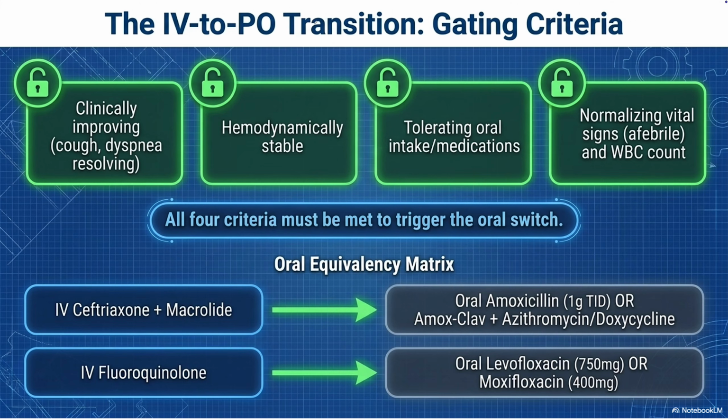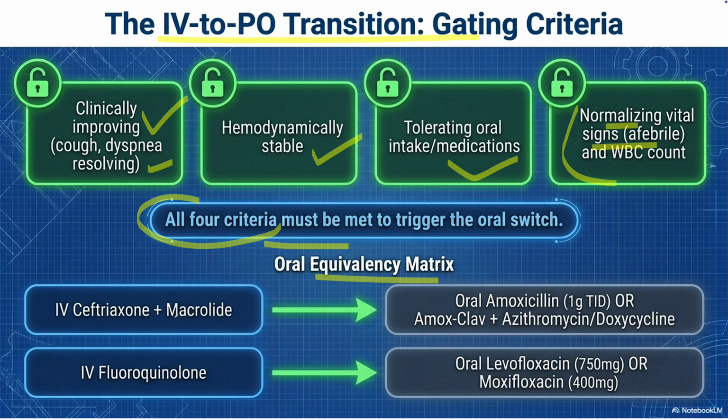Slide 11. The IV to PO transition. Transitioning from intravenous to oral therapy requires meeting several gating criteria. The patient should be clinically improving with less cough and dyspnea. They should be hemodynamically stable. They must be tolerating oral intake and medications. Finally, vital signs and the white blood cell count should be normalizing. Once these criteria are met, intravenous therapy can be converted using the oral equivalency matrix.